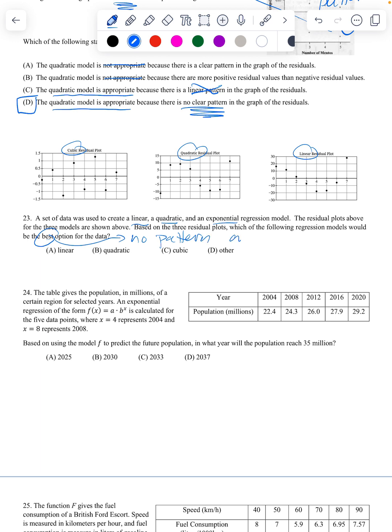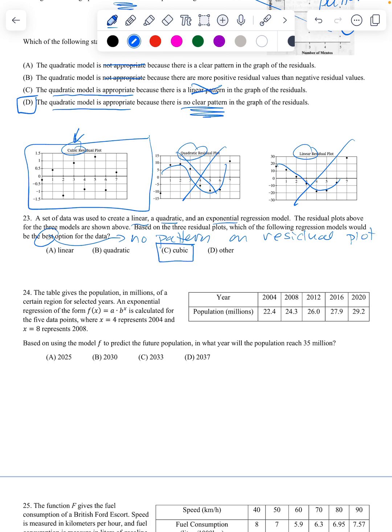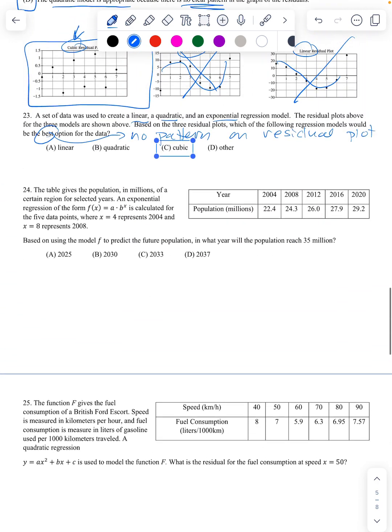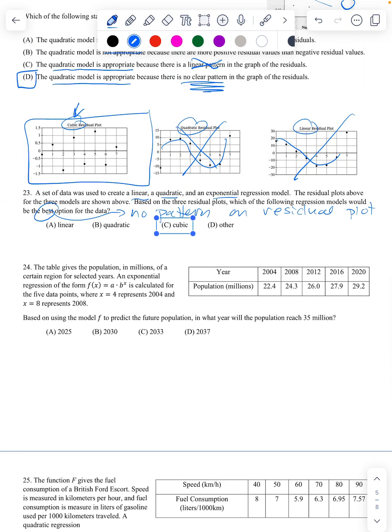So there's no pattern on the residual graph. If I look at this, it kind of has a pattern, so I'm ruling that out. If I look at this, it kind of has a pattern, so I'm ruling that out. So this guy is scattered, no pattern, and that says cubic, so I am choosing C. Easy peasy, right? All right, let's hammer out this one, and then I'm going to call it a day for now.